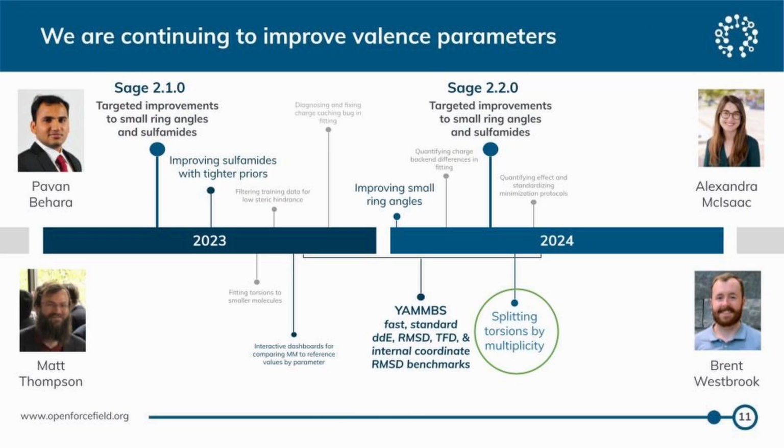So last year on our roadmap, we committed to 2 goals. The first being to continuously improve valence parameters, and the second being to create a generalized benchmarking suite, now named YAMS. And over the past year, that's exactly what we did.